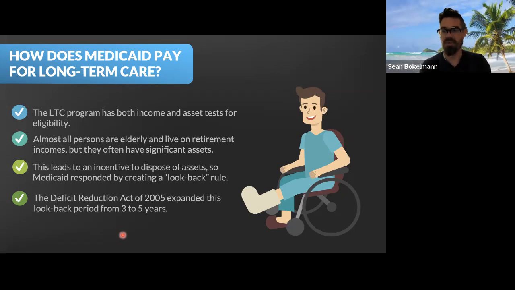Well, first, let me say that because of these rules, particularly the rule on assets, it provides an incentive for these people to try to dispose of their assets so that they can become eligible for the program. And so to combat that sort of perverse incentive, Medicaid created a look back rule. They actually look back in time and use the patient's history of assets to determine whether they're eligible, rather than looking at their current assets. And this period of time was a 3-year look back period. And that was actually expanded to 5 years as a result of the Deficit Reduction Act of 2005.